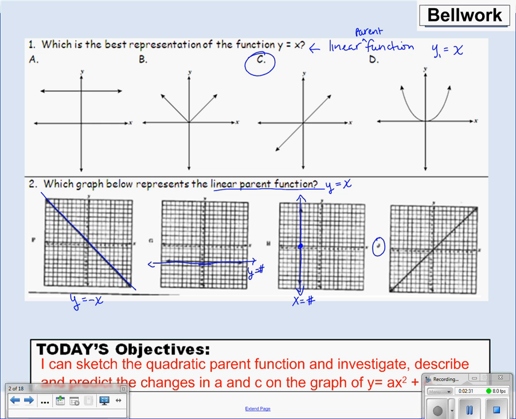So J, notice, looks just like the graph on C. C is a sketch, but J is the actual graph that you get on the grid.